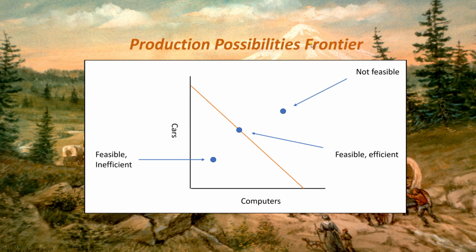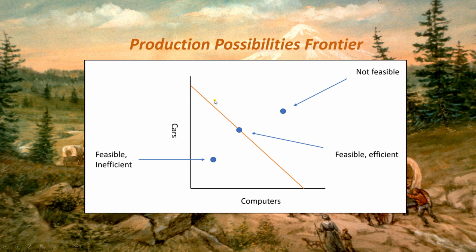This is a production possibilities frontier. PPFs are graphed on two axes of goods, and the line represents the maximum bundles of cars and computers that society can produce. Thus, below the line is feasible and inefficient. Society can produce at these bundles, but it's inefficient for society to do so because the resources are not being used to the fullest extent possible.